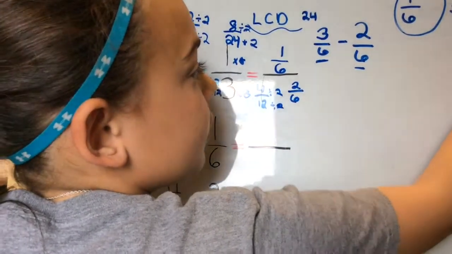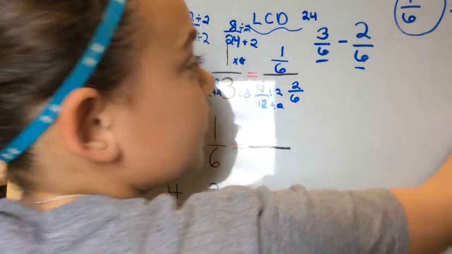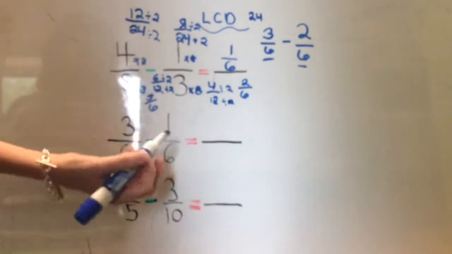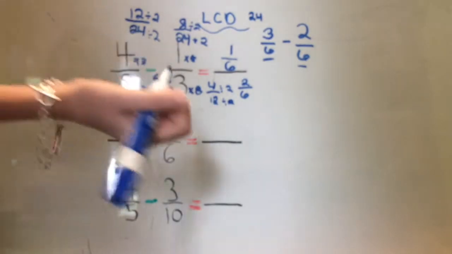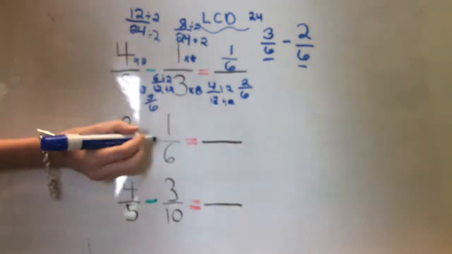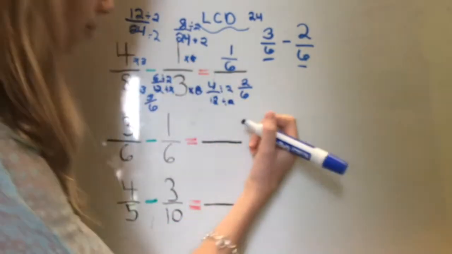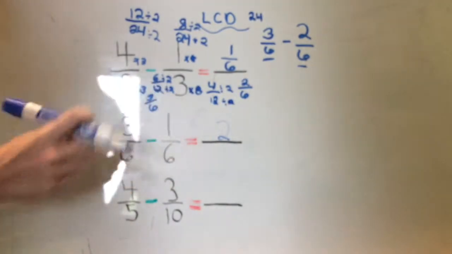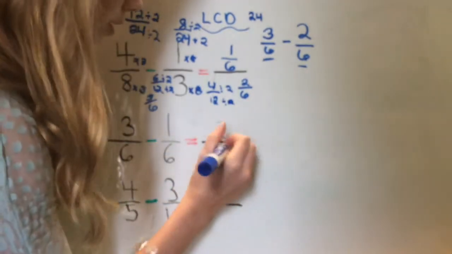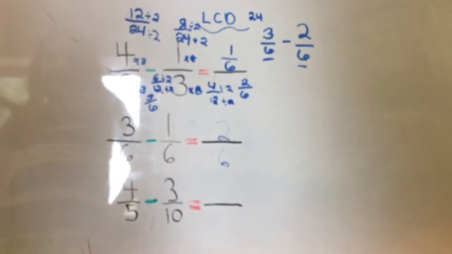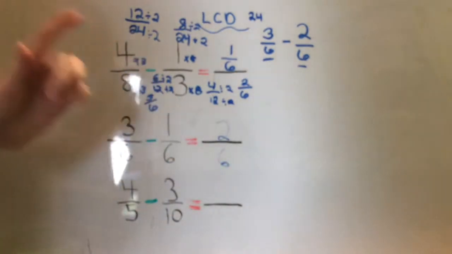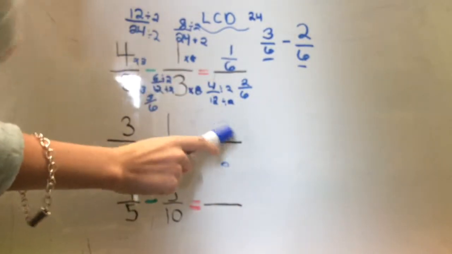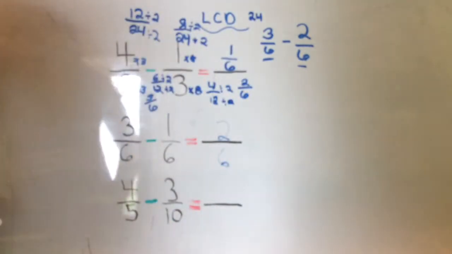Simplify. Denominators are the same. So we're going to do 3 subtracted 1, and that is 2. And 6 stays the same. Our answer is 2/6. Wait a second. We can simplify. So, 2 can go into 6 evenly.